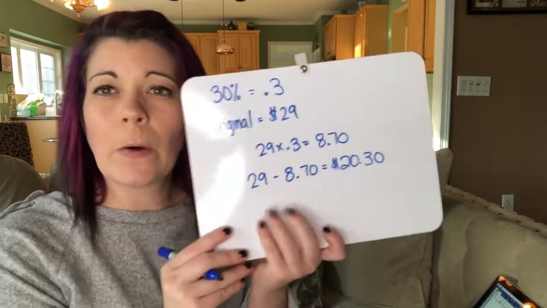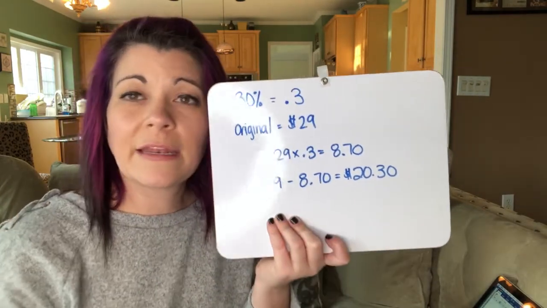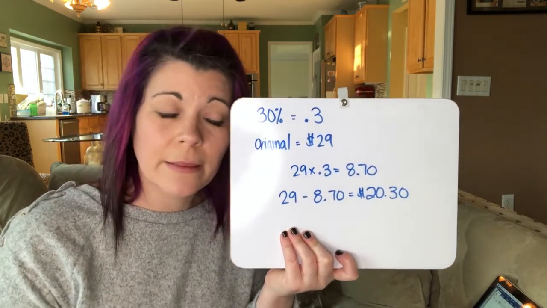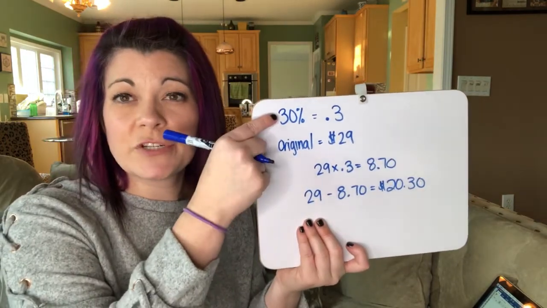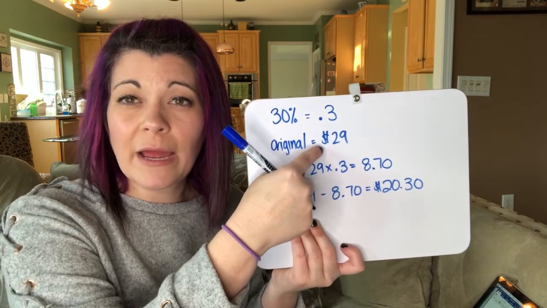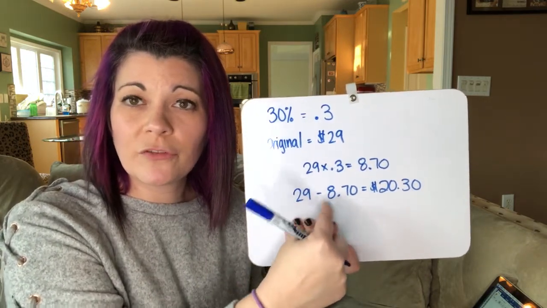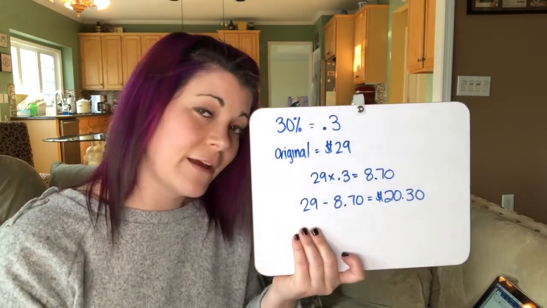$20.30. So we took the original price and subtracted how much we got off, and now we're paying $20.30 instead of $29 because it's off. So those are your steps. The first step, change percent to a decimal, multiply that decimal by the original price, see how much you get off. If it's a discount, we're going to subtract it from the original price. Those are the steps to find discounts.